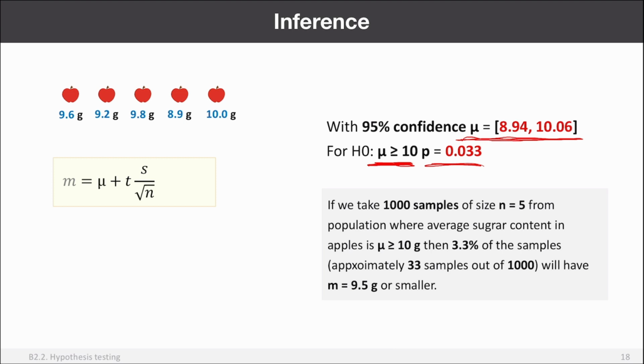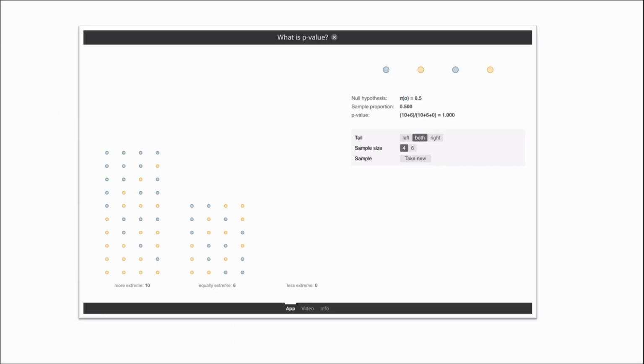And then, for example, another interpretation can be: if you take 1,000 samples of size 5, so if you repeat this 1,000 times, taking 5 apples, measuring sugar, computing the average, and if indeed for the population this is true, then 3.3% of your samples, which is 33 samples out of 1,000, will have sugar content 9.5 or smaller, right? So that's another interpretation of this p-value.